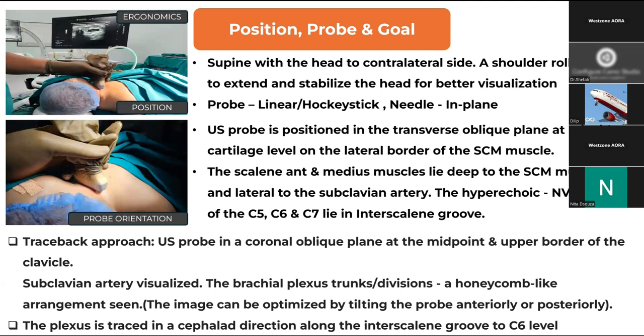Actually, in the pediatric population, we might also see the great vessels just lying lateral to it. The hypoechoic muscle bundle of C5, C6, C7 can be seen in the interscalene groove. The traceback approach can also be used, where a US probe in a coronal oblique plane at the midpoint and upper border of the clavicle is placed. The subclavian artery is visualized, the brachial plexus at the level of the supraclavicular fossa is seen, and the probe is taken back up to the level of C6 until we see the interscalene groove.